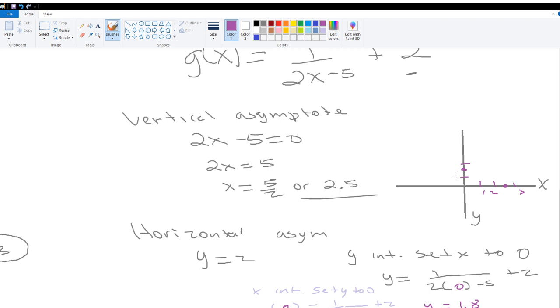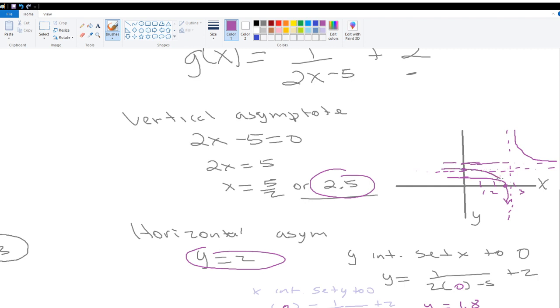So what does that graph look like? We have a vertical asymptote at 2.5, and we have a horizontal asymptote at y equals 2. There's a horizontal asymptote like this, and there's also a vertical asymptote coming down at 2.5, give or take, right there. So that graph looks something like this. Actually, the 2 should be more up here, and this is the graph coming down. The graph looks something like this and like that.